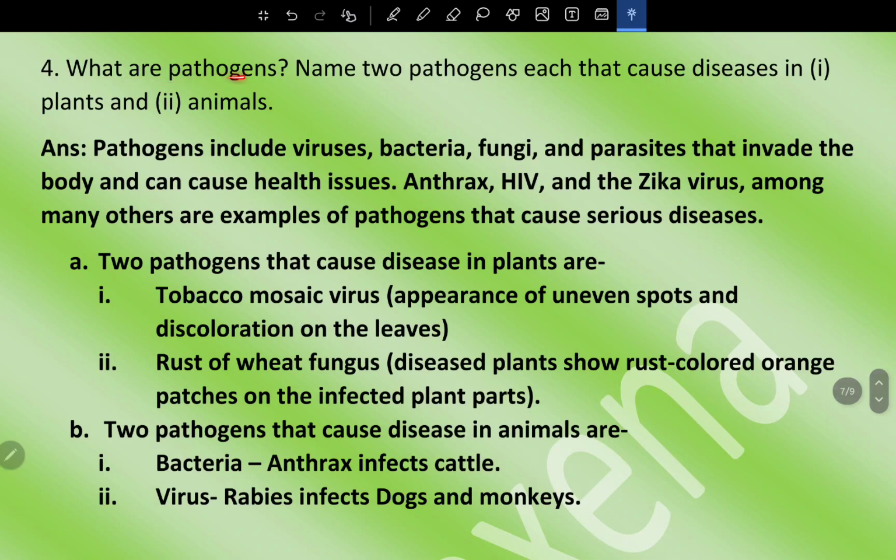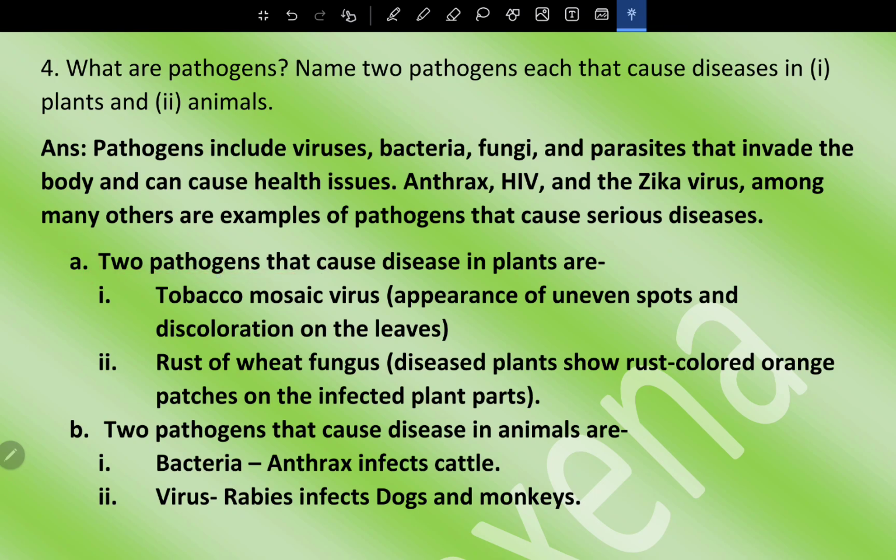Question number 4, what are pathogens? Name 2 pathogens each that cause diseases in plants and in animals. Answer, pathogens include viruses, bacteria, fungi, and parasites that invade the body and can cause health issues. Anthrax, HIV, and the Zika virus, among many others, are examples of pathogens that cause serious diseases.